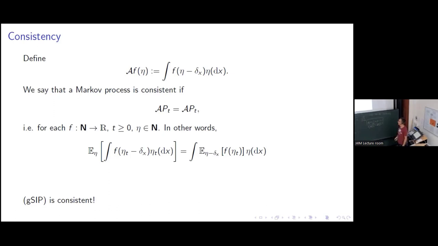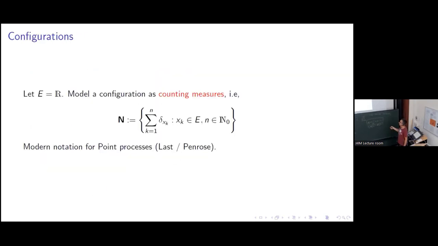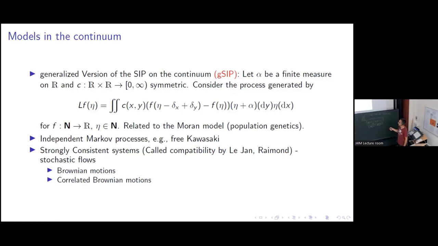So as I said, consistency is a good starting point to dive into the world of generalized dualities. And in particular, that G-SIP is consistent. And also all these models here, you can see that they are consistent. For strongly consistent, as the name says, it's just a stronger form. For independent Markov processes, it's more or less trivial. And for the generalized SIP, it's a computation. Let's say it like that.